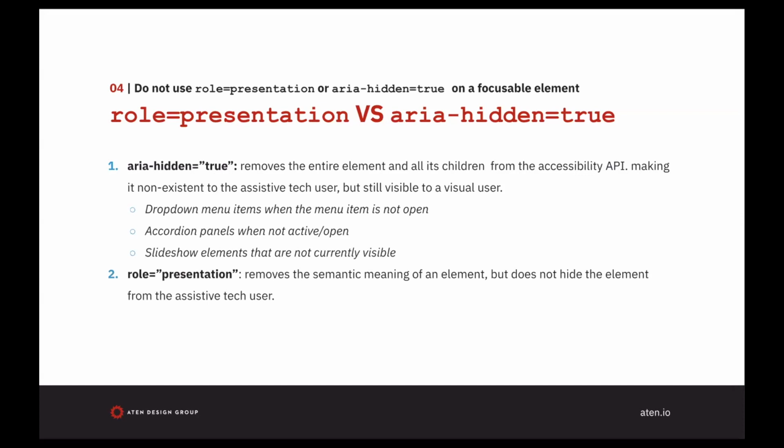Role presentation removes the semantic meaning of an element, but does not hide the element from the assistive tech user. We saw this example with the email template where we put the role presentation on a table. So we got rid of that semantic meaning altogether. We don't want the user to know that it's a table. We want them to just think it's for layout. Or it could be used as well for maybe hiding decorative images and banners and so on.